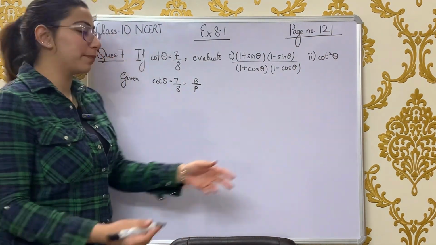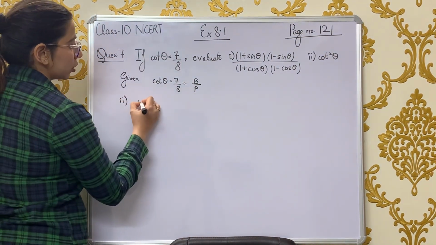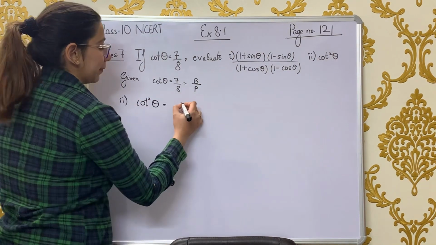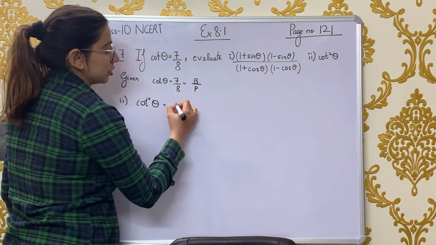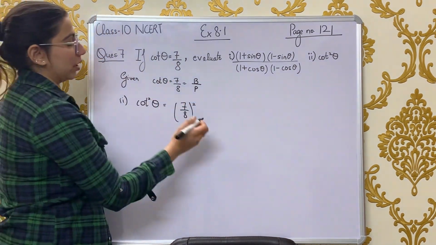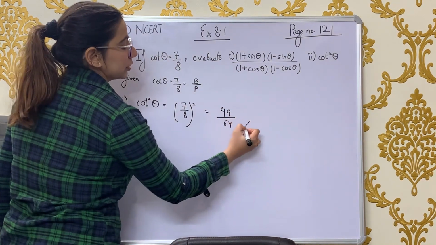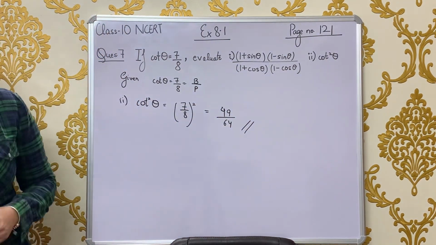Now moving to the second part, we need to find cot square theta again. So we have the value of cot theta, which is 7 by 8, and we need to square this because we need to find cot square theta. So the square of 7 is 49 and the square of 8 is 64. This is our answer for the second part.